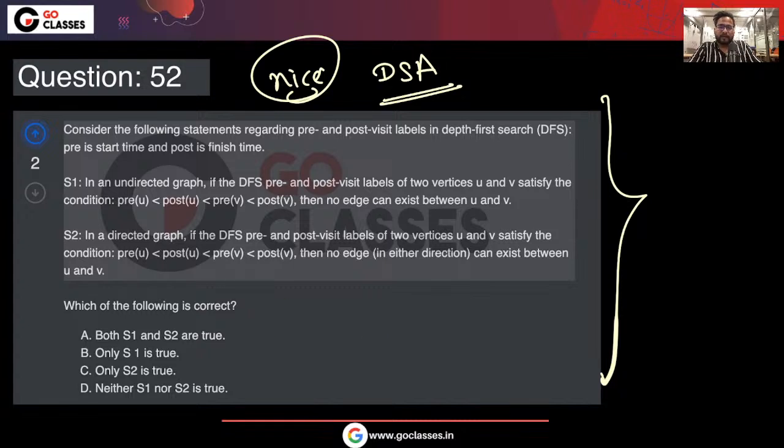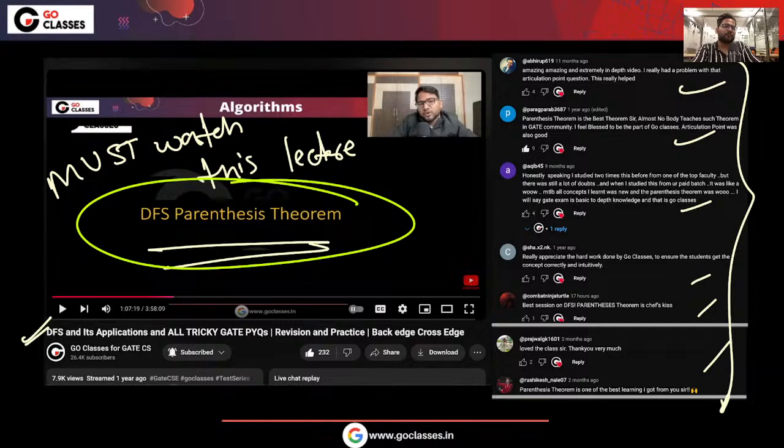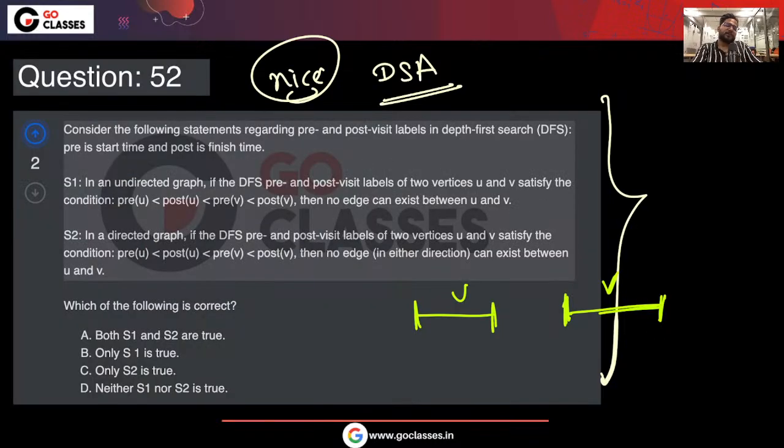So they are saying that you have this relation: pre, post, and then pre, post. Which means you're starting u and finishing u, and then starting v and finishing v. So this is u, this is v. How many of you have by the way seen this lecture, or at least know about the DFS parenthesis theorem? The theorem says that if you start u here, finish it here, and then start v later on and finish v later on, right? So this is the start time of u, this is the finish time, this is the start of v, this is the finish of v.